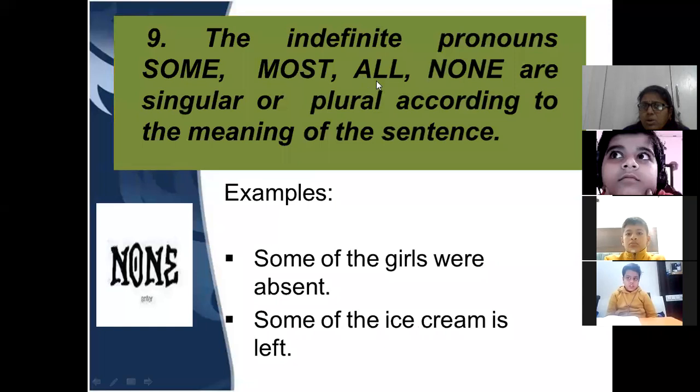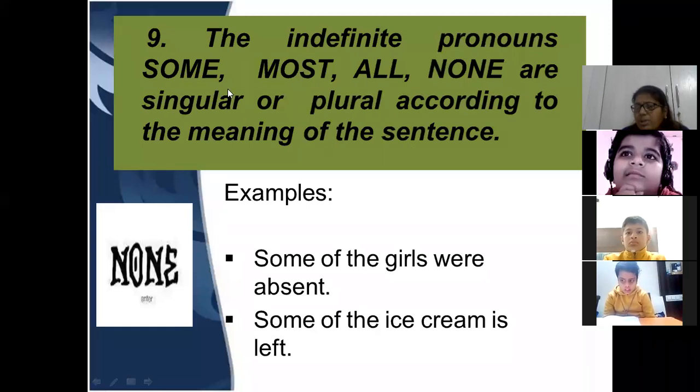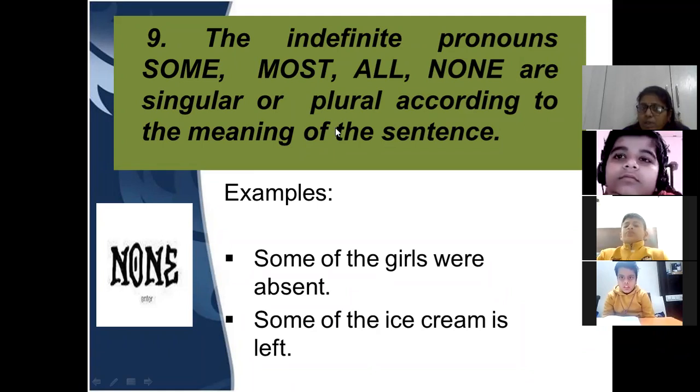Some, most, all, none are singular or plural according to the meaning of the sentence. They are also indefinite pronouns. Why? Because we don't know the exact number. We don't know the exact quantity or quality. Okay. So here, most means all. We don't know the exact number. None means nobody. So whenever such pronouns are used, they are singular or plural according to the meaning of the sentence. So we will use the verb according to the meaning.